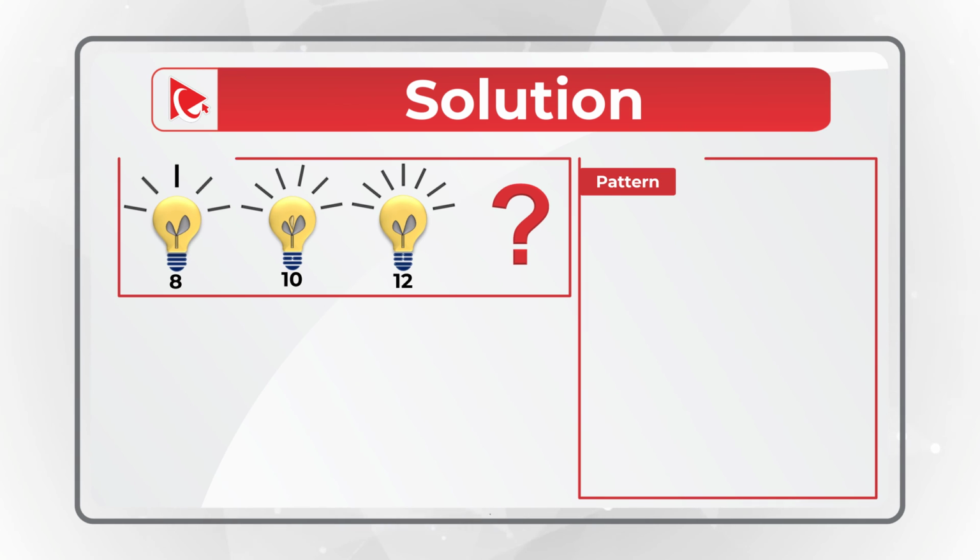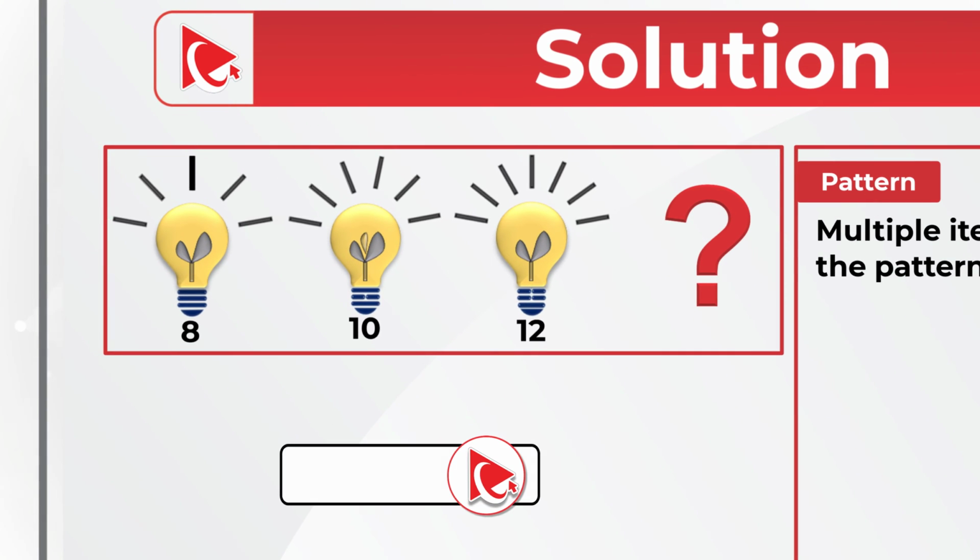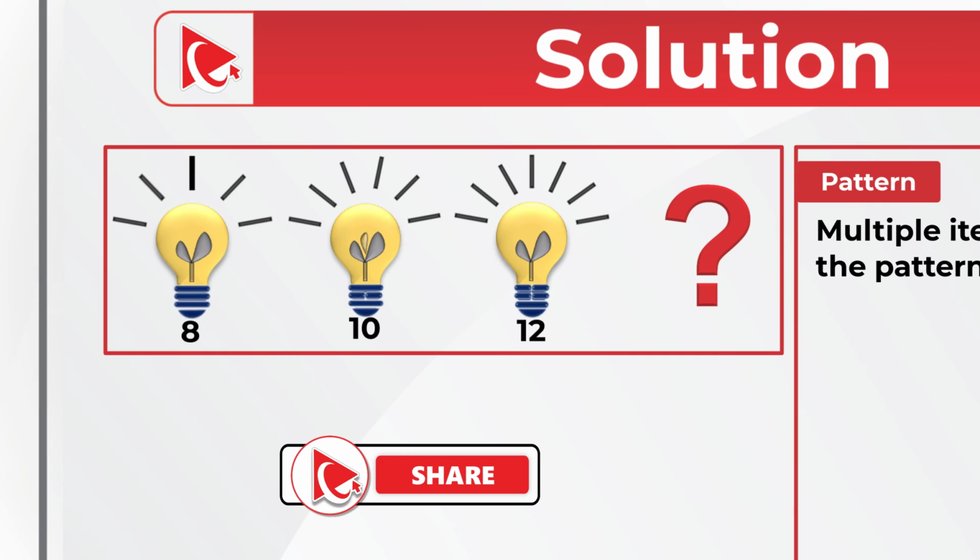There are multiple items here that define the pattern. These are rays, petal leaves inside the bulb, number at the bottom of the bulb, and then number of parts at the bulb's bottom construction. Let's look at each pattern individually.